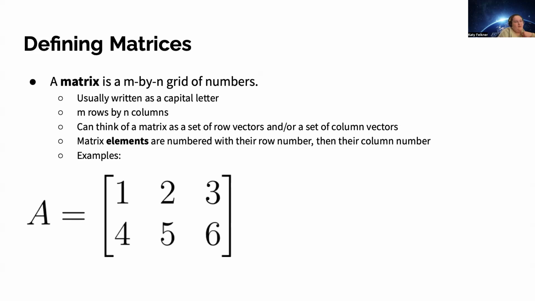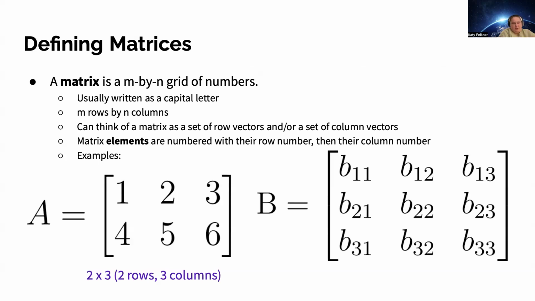So let's look at some examples. A could be a matrix that has 1, 2, 3 on the first row and 4, 5, 6 on the second row. So this is 2 rows and 3 columns. So this is a 2 by 3 matrix. Similarly, we could have B that has numbered elements, B11 through B33. This matrix has 3 rows and 3 columns. So we say this is a 3 by 3 matrix.